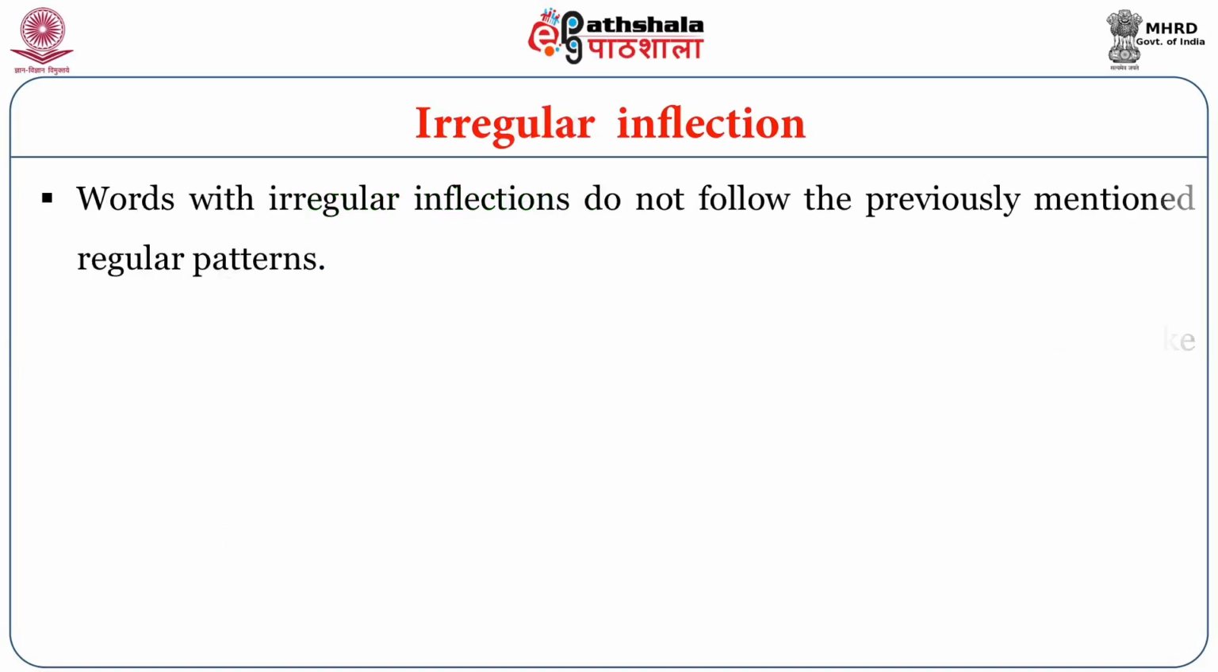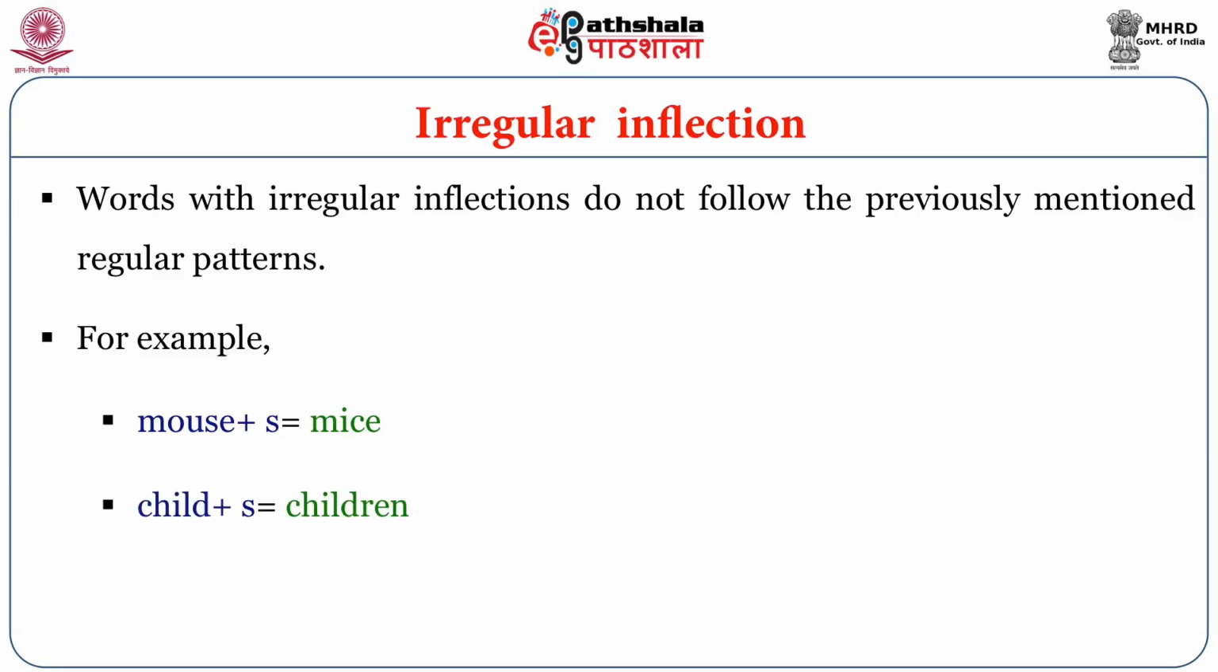S is phonologically conditioned, and we have seen how it is conditioned, and that tells us how to pronounce it correctly. There comes the role of irregular inflection. Words with irregular inflections do not follow the previously mentioned regular patterns. For example, mouse becomes mice, child becomes children. So we cannot just put S or D or ED and change the word. The word is altogether changed. One mouse is mouse, more than one is mice. One child is child, and more than one is children. This is known as irregular inflection.